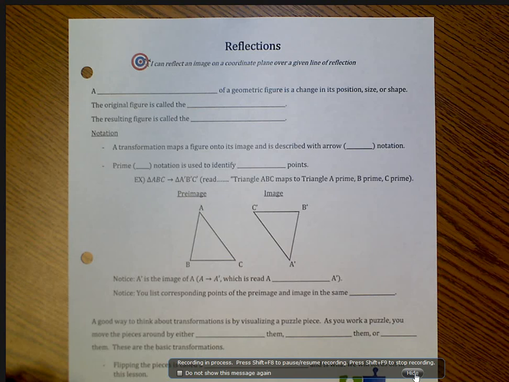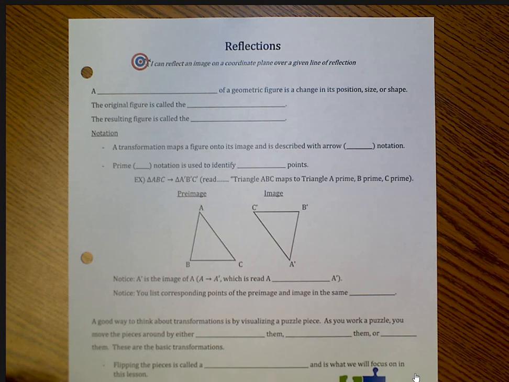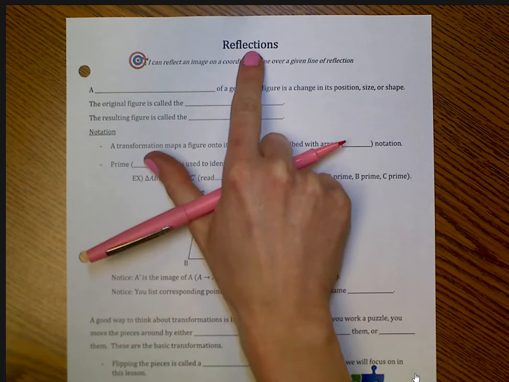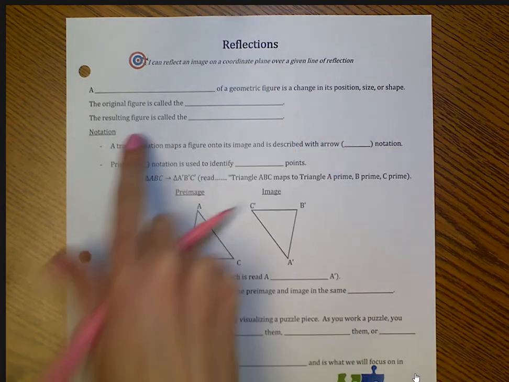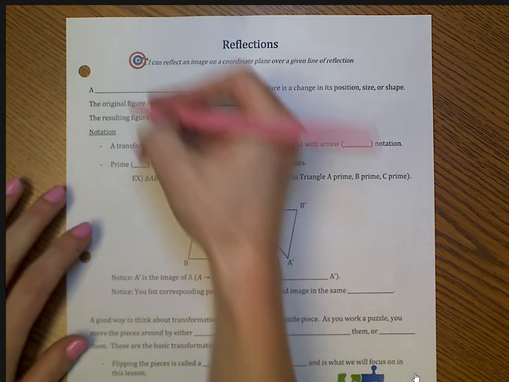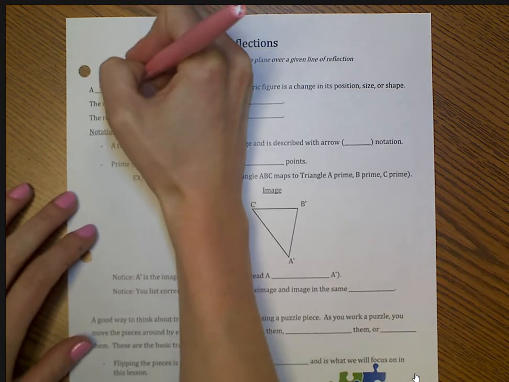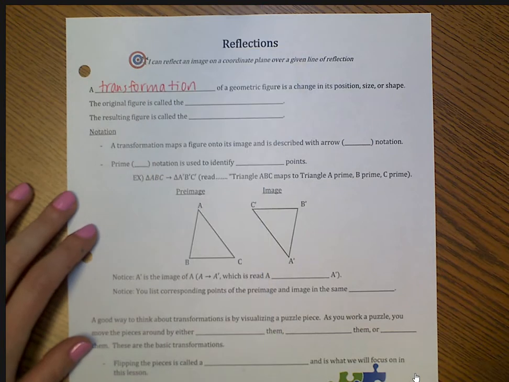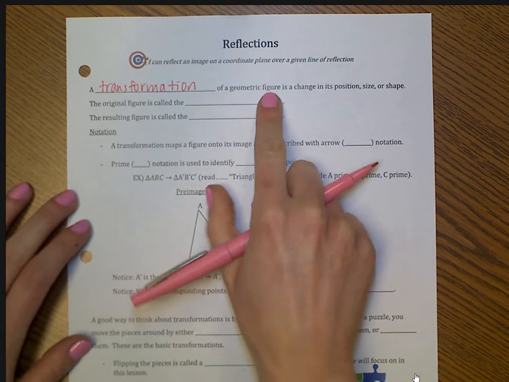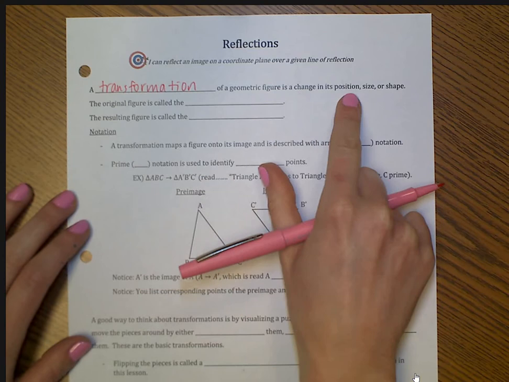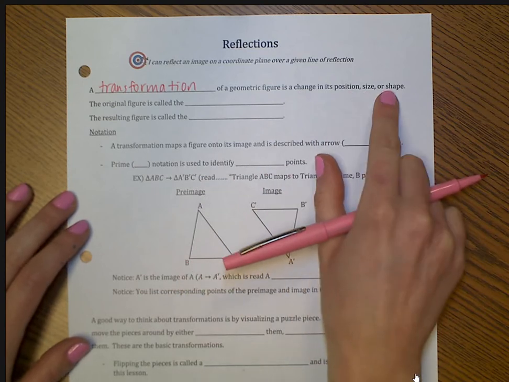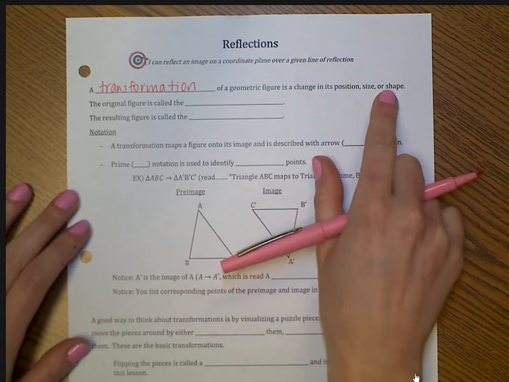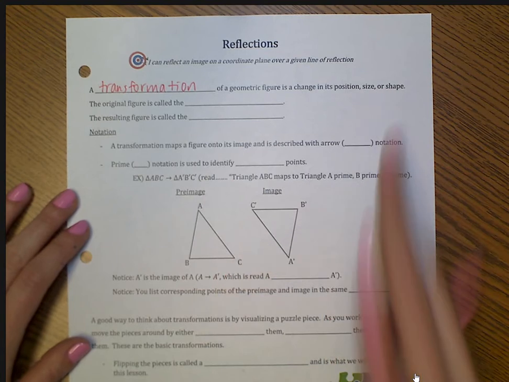We're starting our unit on transformations today. Specifically, we're going to be looking at reflections. Now, just to kick it off with general stuff here, a transformation of a geometric figure is a change in its position, size, or shape. So we're just changing the position, the size, or the shape of some figure.